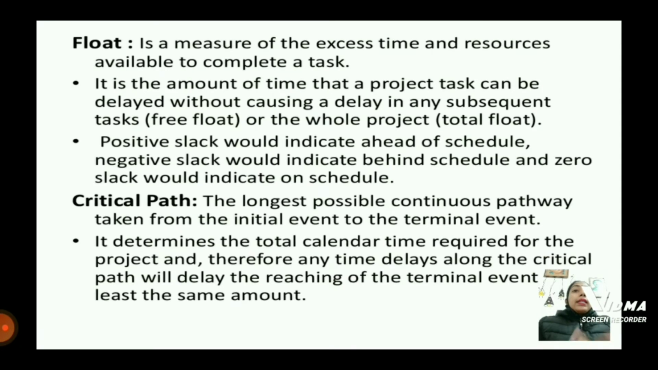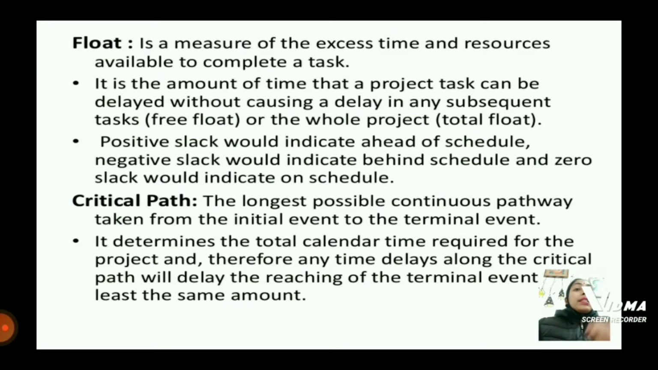Now, what is float? It is the measure of the excess time and resources available to complete a task. It is the amount of time that a project task can be delayed without causing a delay in any subsequent task, that is free float, or the whole project, that is total float. Positive slack indicates ahead of schedule, negative slack indicates behind schedule, and zero slack indicates on schedule.